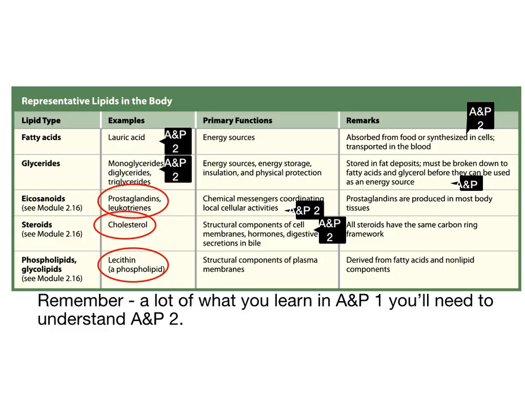Okay, so we have a lot of different types of lipids in the body. There are fatty acids, there are glycerides, which we have covered already. Then in AP2, you're going to be covering steroids, phospholipids, glycolipids, the eicosanoids. So there are so many different things that are lipids in the body.